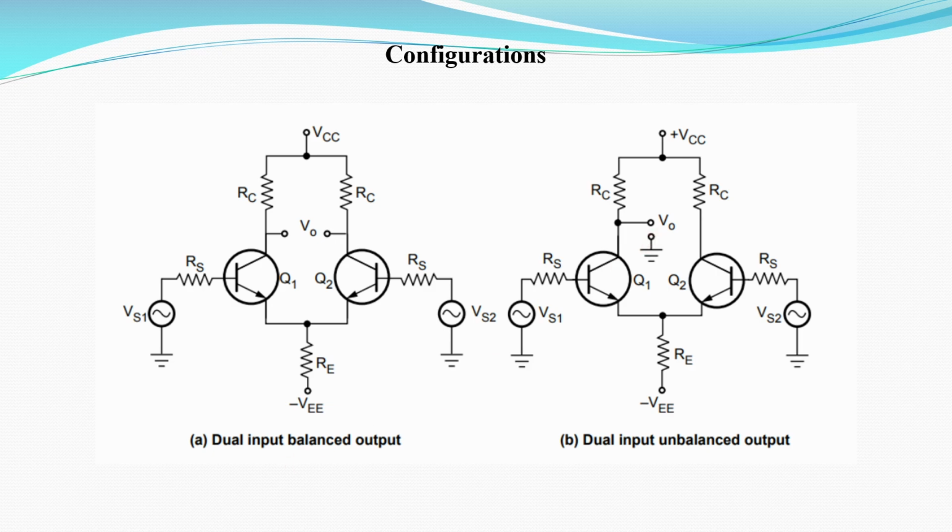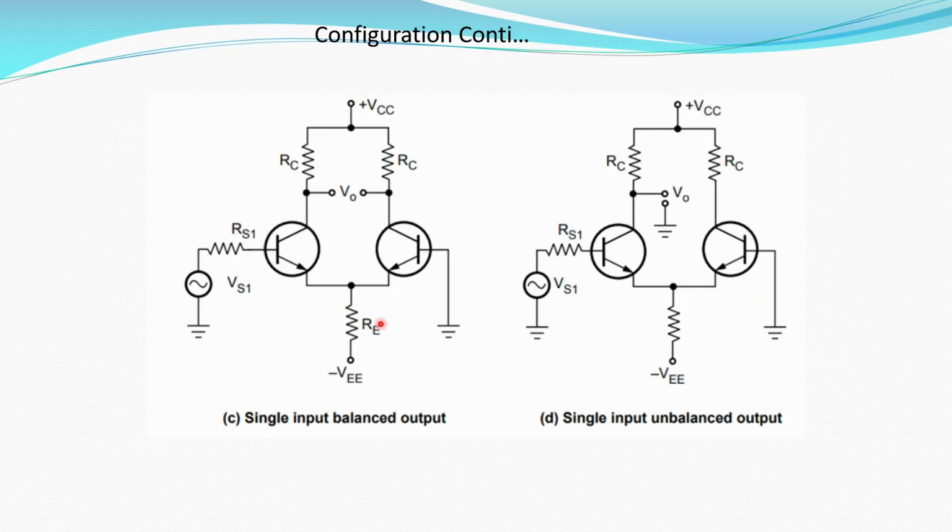And next configuration. First one, single input and balanced output. Balanced output means we connect the output from the collector terminals of both transistors, but the input is applied in only one transistor stage, that is the Q1 transistor stage. The base terminal of the Q2 transistor goes directly to ground. So this is single input.